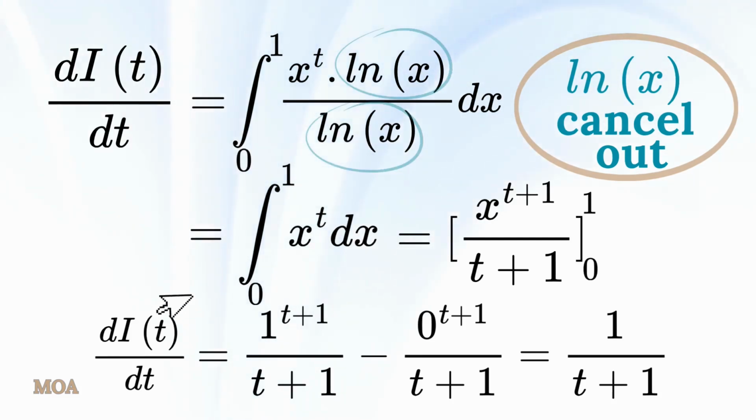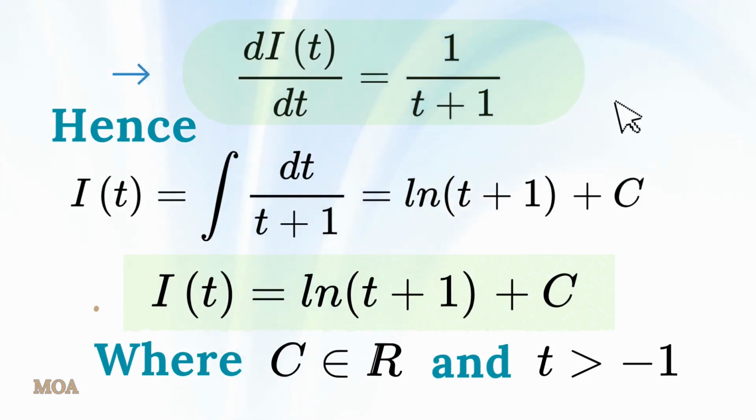This equals the integral from 0 to 1 of x to the power of t with respect to x, which evaluates to the quantity x^(t+1) divided by t plus 1, evaluated from 0 to 1. This leads to the derivative of I with respect to t equal to 1^(t+1) divided by t plus 1, minus 0^(t+1) divided by t plus 1, which simply equals 1 divided by t plus 1. Consequently, the derivative of I with respect to t equals 1 divided by the quantity t plus 1.